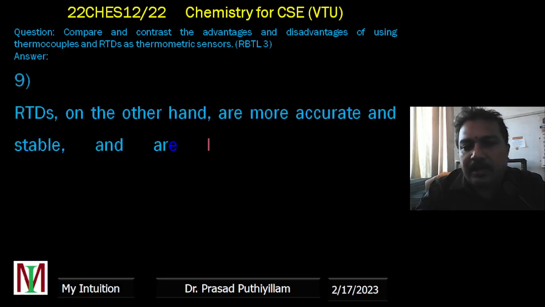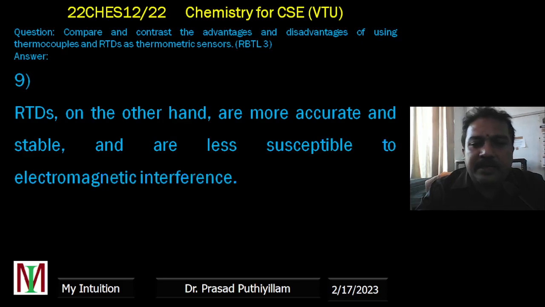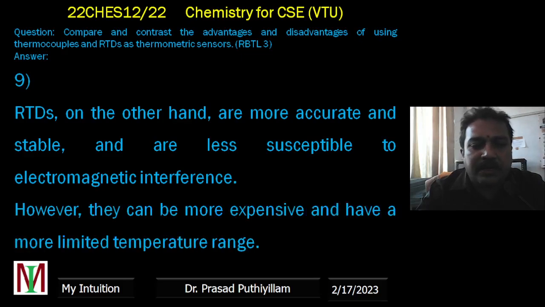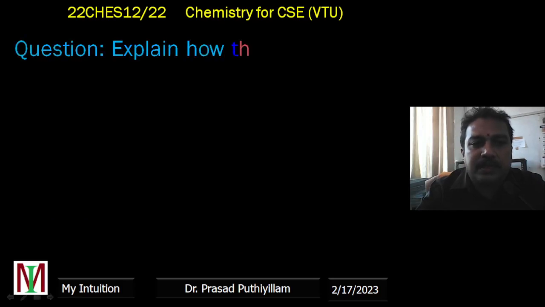RTDs, on the other hand, are more accurate and stable and are less susceptible to electromagnetic interference. However, they can be more expensive and have a more limited temperature range. So that is the comparison.